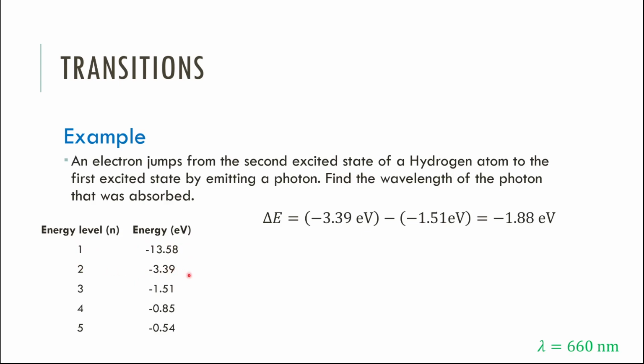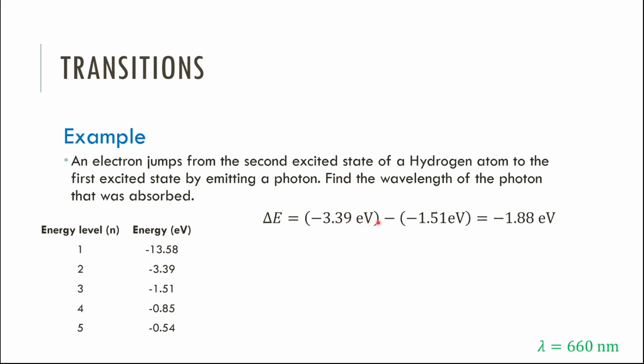N equals 2 would be the first excited state then, right? It's like the first time it's up an energy level. And then this would be the second excited state. So I'm jumping from n equals 3 to n equals 2. So I'm dropping from here to here, from 3 down to 2. So I want to find the change in energy between them.